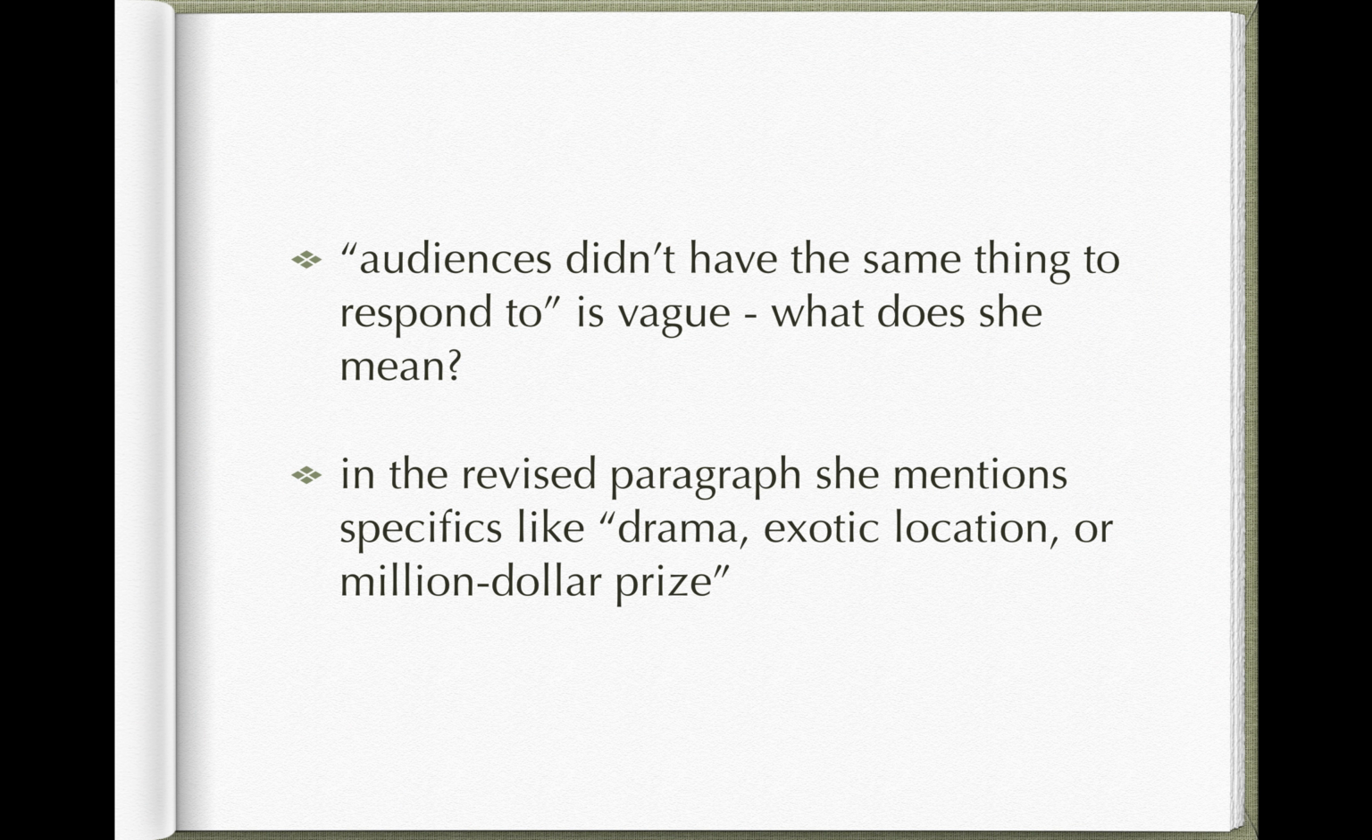So come over here really quickly. This sentence, audiences didn't have the same things to respond to, is pretty vague. So already, I don't really know what she means. I get one sentence beyond the topic sentence and I don't really know what she's talking about. What do you mean they didn't have the same things to respond to? So she, as the writer, knows what she means. She has all these ideas in her head about what was so great about Survivor, but she can't count on me as the reader to know what those things are. She has to tell me.